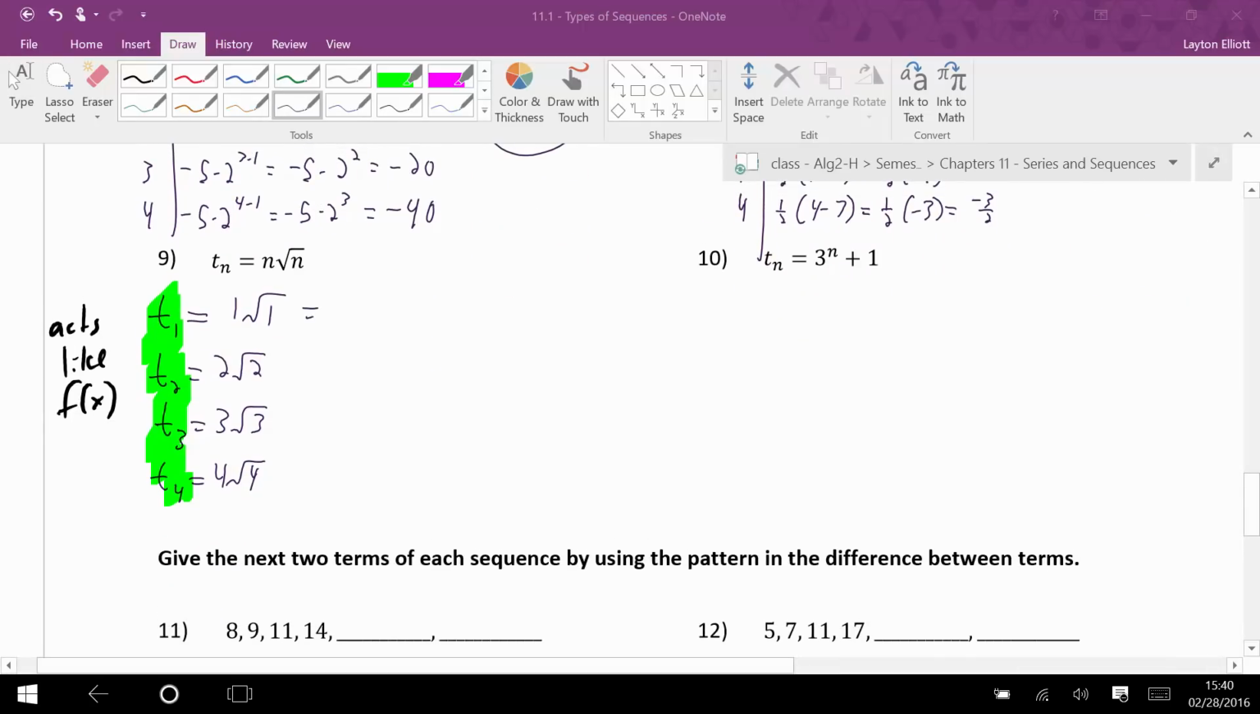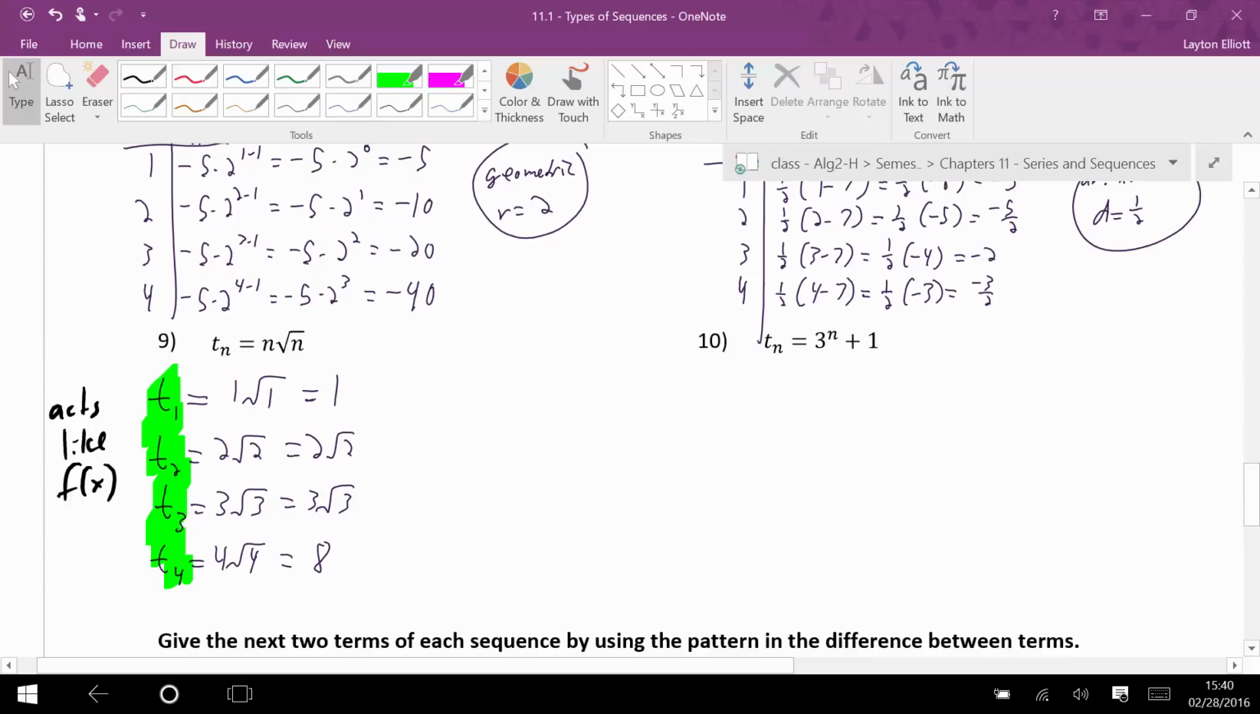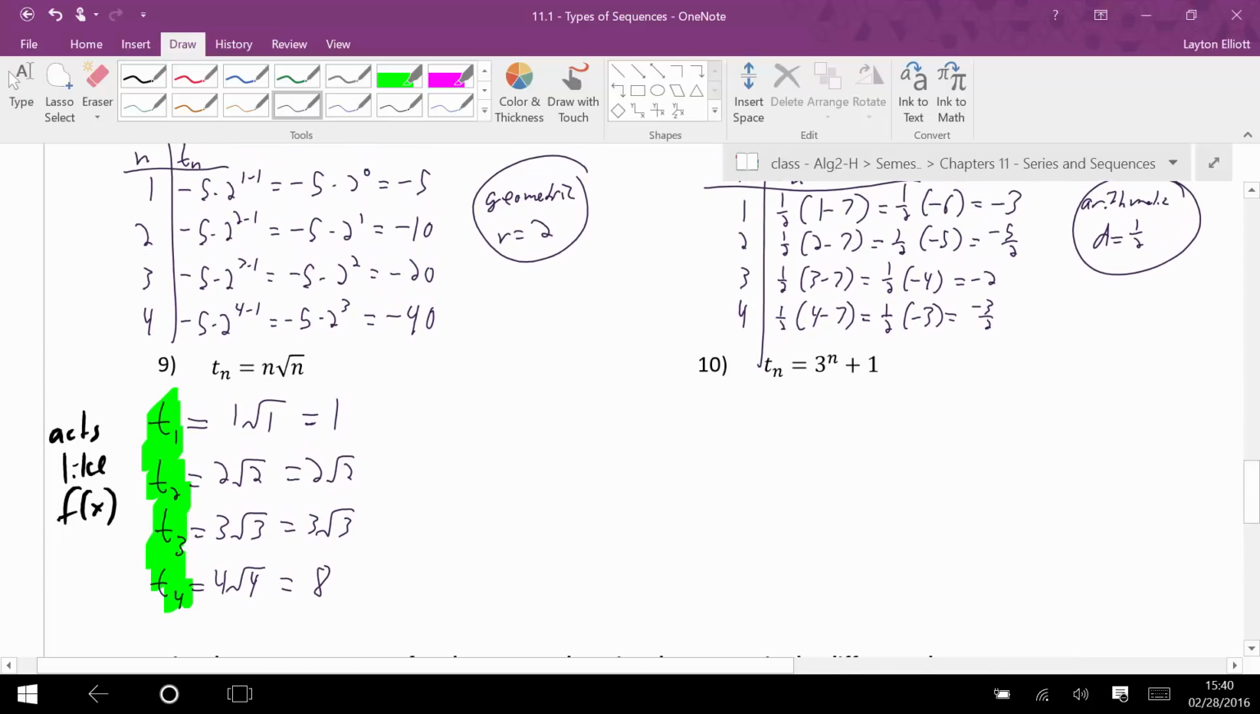So anyway, simplifying this, this is equal to 1. This is equal to 2 root 2. This is equal to 3 root 3. And this is equal to 8. So now we ask, is this any pattern of arithmetic? Are you adding the same thing every time, or are you multiplying by the same thing every time? And that's just a big fat no, because this is neither. There's nothing that I can see that we're adding or multiplying by.